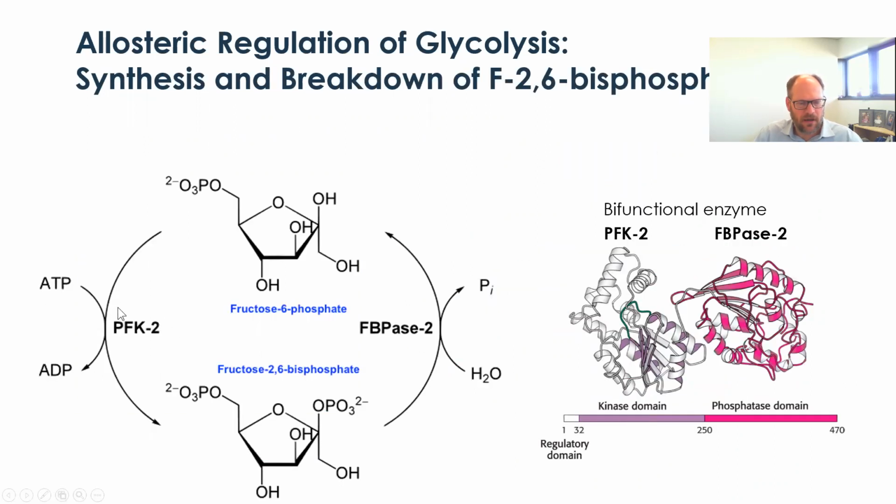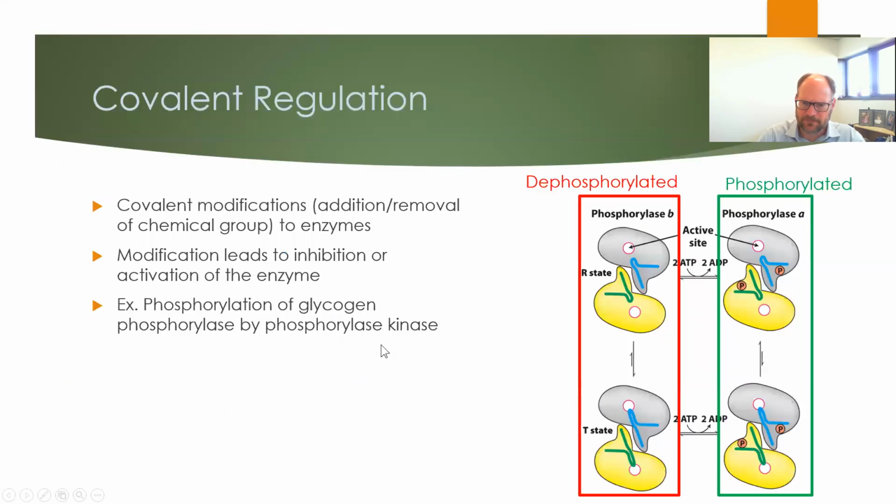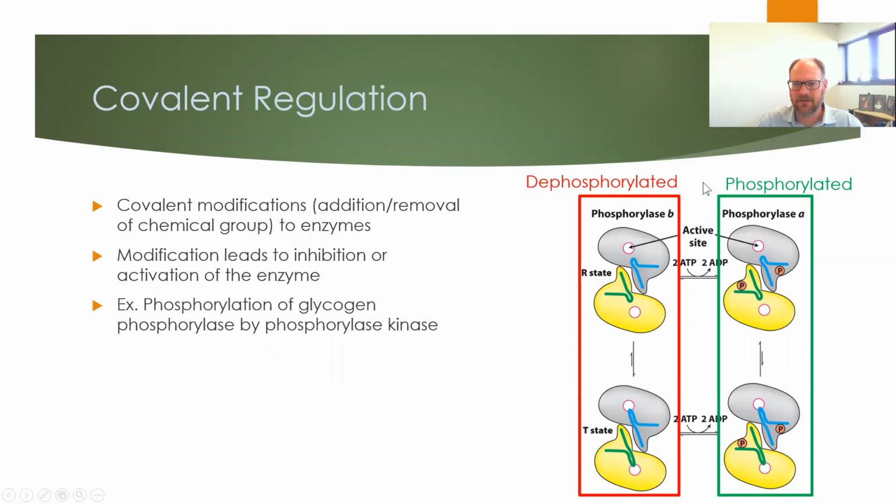So fructose 2,6-bisphosphate is made by this bifunctional enzyme that can both catalyze the synthesis of fructose 2,6-bisphosphate from fructose 6-phosphate, and also catalyze its breakdown. So it can both make it and break it down. And we'll learn about how that bifunctional enzyme is turned on and turned off. But first, we have to talk about a covalent regulatory mechanism, because that's the mechanism through which it acts.